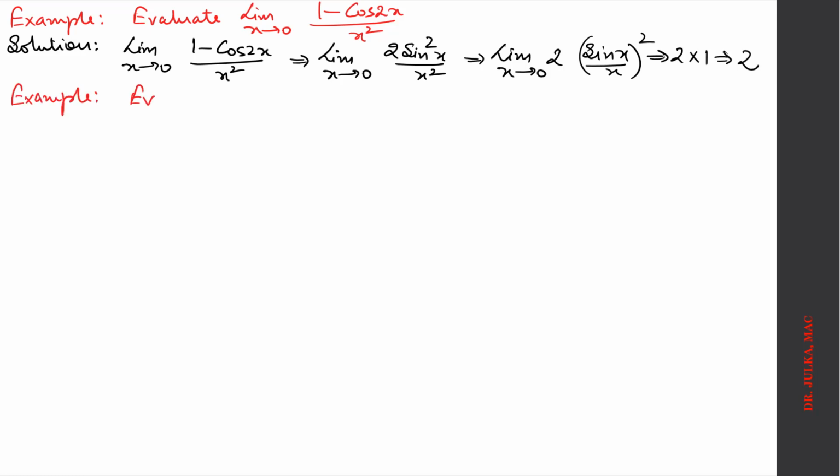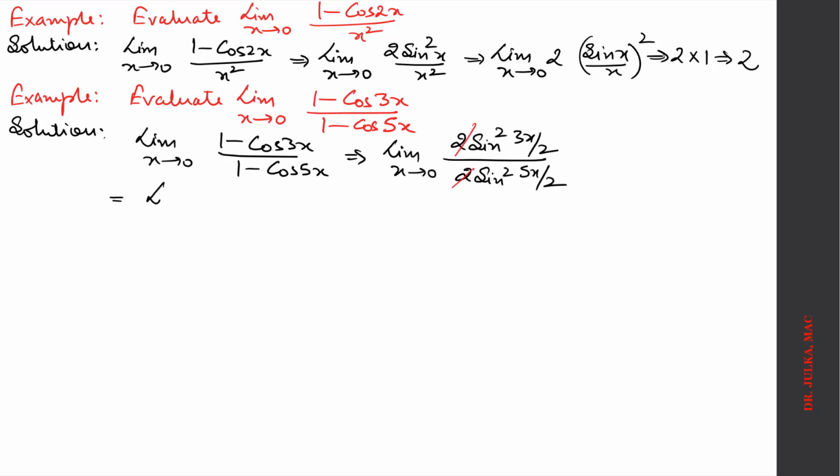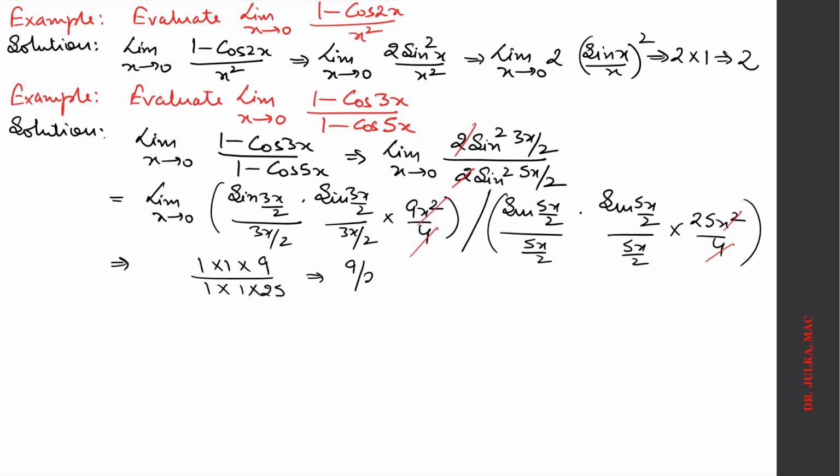Next example. Limit x tends to 0 of 1 minus cos 3x divided by 1 minus cos 5x. We know the formula 1 minus cos 2 theta is 2 sin square theta. So now we have 1 minus cos 3x equals 2 sin square 3x by 2, and 1 minus cos 5x equals 2 sin square 5x by 2. We can write sin square 3x by 2 as sin 3x by 2 multiplied by sin 3x by 2. And to make it 1, we'll divide by 3x by 2, 3x by 2 and multiply by 9x square by 4. Similarly, in the denominator, we'll write sin square 5x by 2 as sin 5x by 2 into sin 5x by 2. To make it 1, we'll divide by 5x by 2, 5x by 2 and multiply by 25x square by 4. And after simplification, we get the answer 9 by 25.